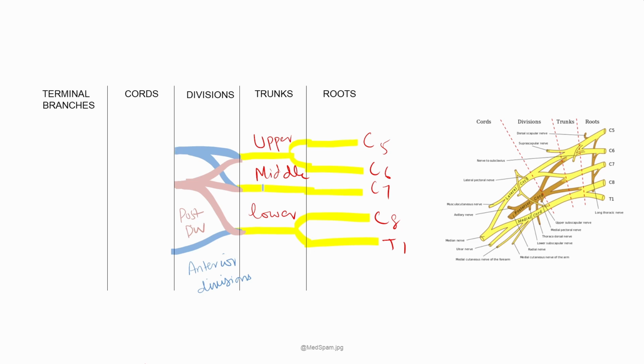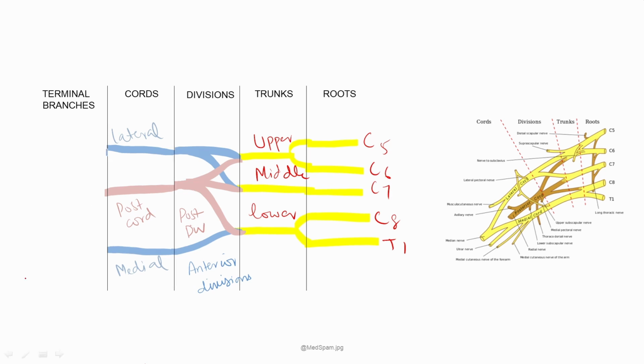Now, as I said earlier, the lateral cord and the medial cord are both formed by the anterior divisions. The lateral cord is formed by the anterior division of the upper and middle trunks, and the medial cord is formed by the anterior division of the lower trunk. And the posterior cord is formed by the combination of all three trunks, and it lies posterior to the axillary artery. That's why it's called the posterior cord.